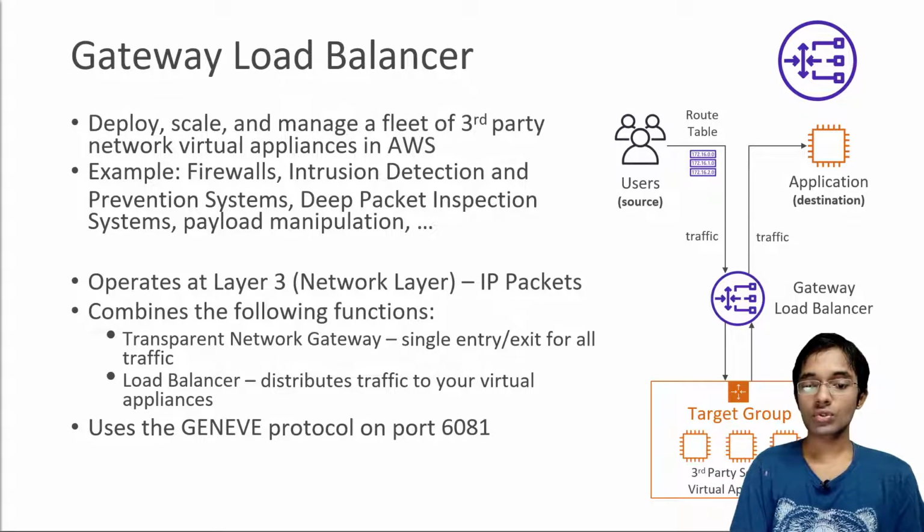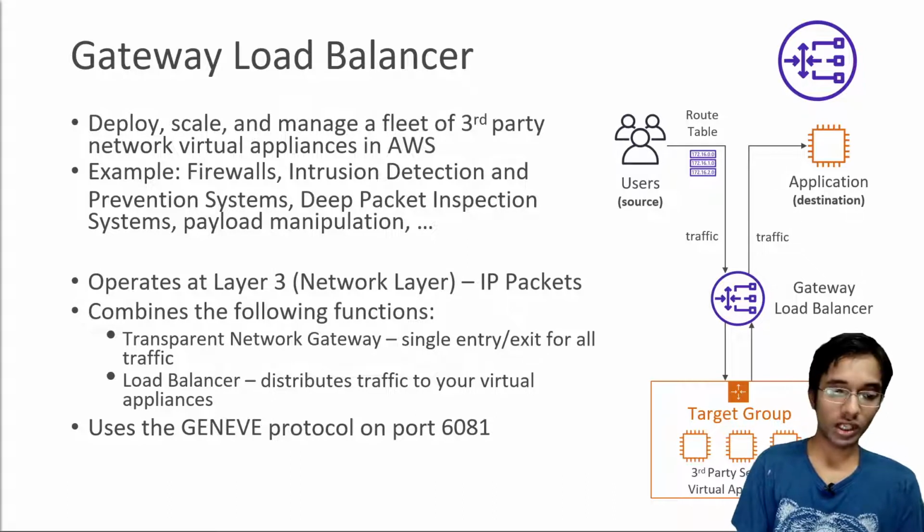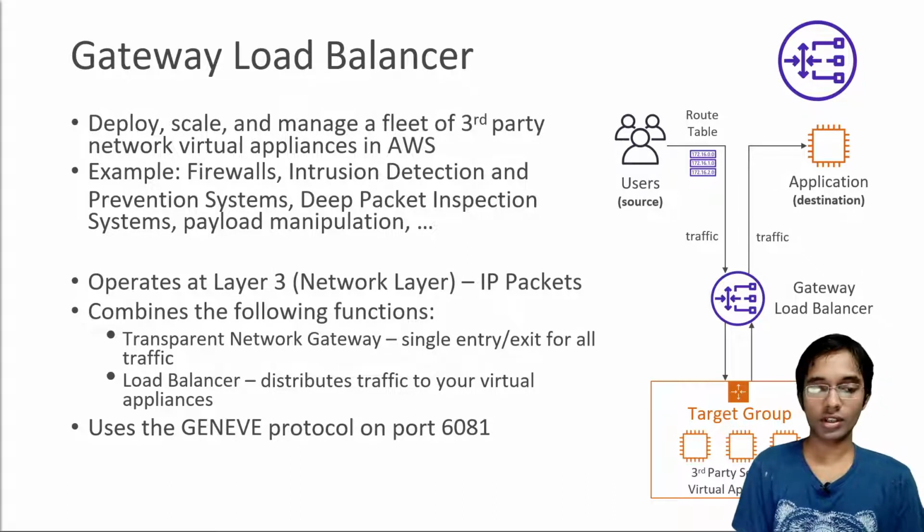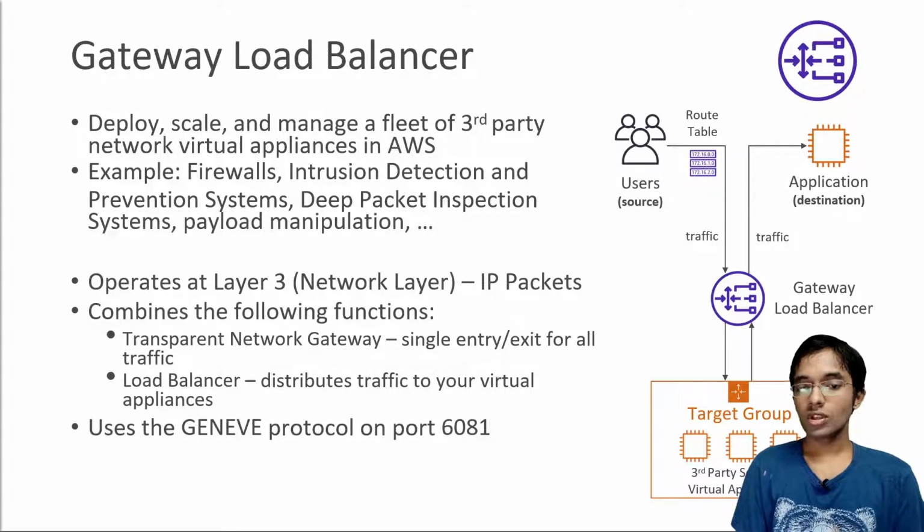Your users want to access your application, which is their destination, and at the bottom are the third-party security virtual appliances. You want to scan all the traffic using these third-party security virtual appliances. So how do you do that? Well, you deploy a gateway load balancer and you edit your route tables. Now all the traffic is going to go through your gateway load balancer.